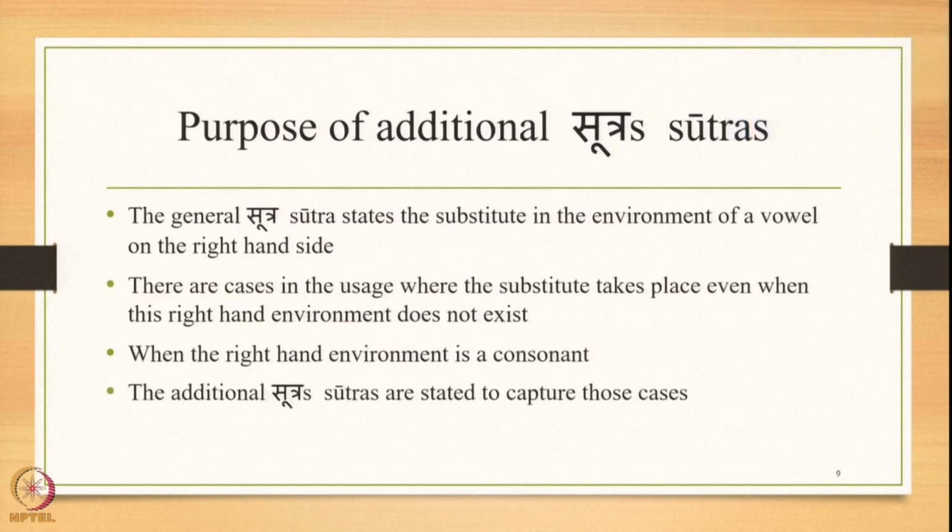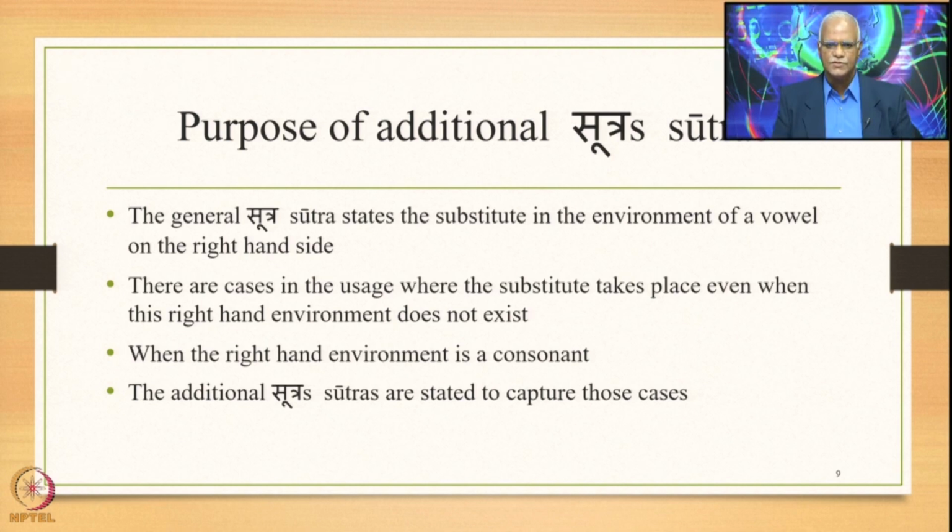What is the purpose of these additional sutras? So we have studied that the general sutra states the substitute in the environment of a vowel on the right hand side. However, there are cases in the usage where the substitute takes place even when the right hand environment in the form of a vowel does not exist. Which means that there are cases where this particular substitute stated by this sutra takes place when the right hand side environment is a consonant. And these additional sutras are stated to capture such cases. This is the primary purpose of these additional sutras, and also to capture these substitutes in certain specific environments. That is also an additional purpose of stating these additional sutras.